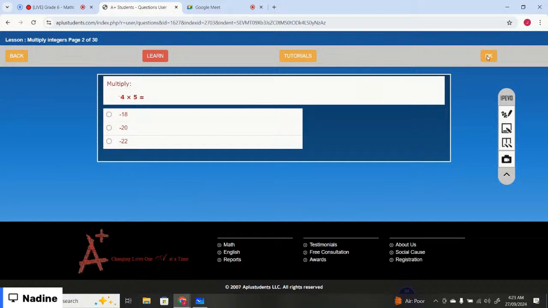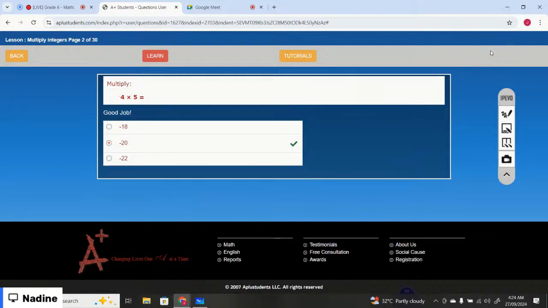Negative 4 times 5, which is the correct option? You are multiplying a positive and a negative number, right? If one of the numbers is negative, the product is negative. So negative 4 times 5 is negative 20. Option number 2 is the correct option.